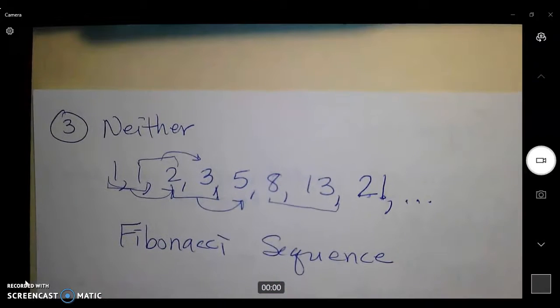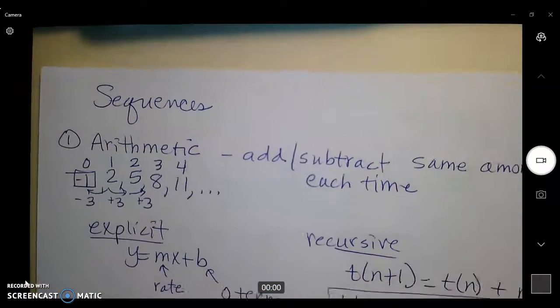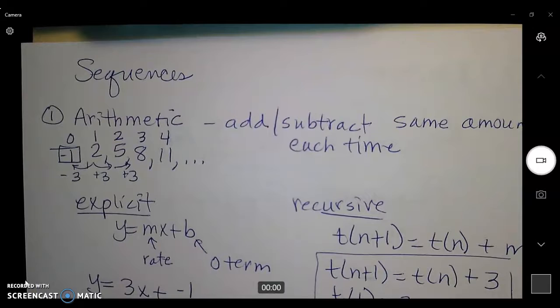So that's that. These notes will help you with any homework questions that you start to see in your book about sequences. If you have any questions, just rewatch the video or ask me in class.